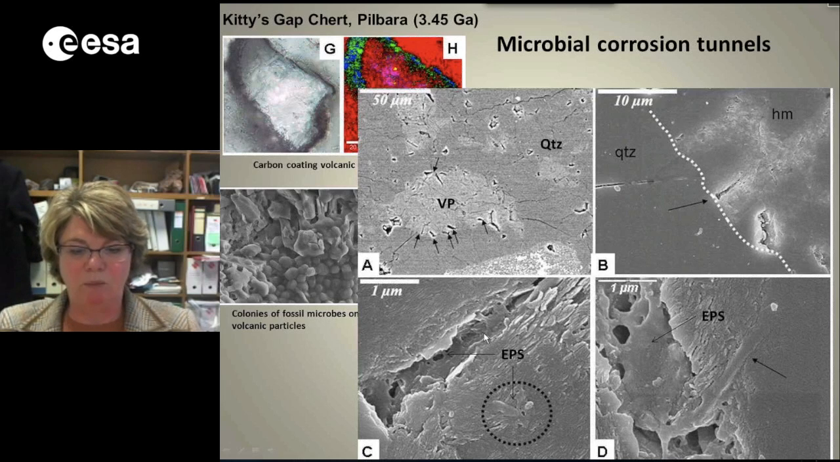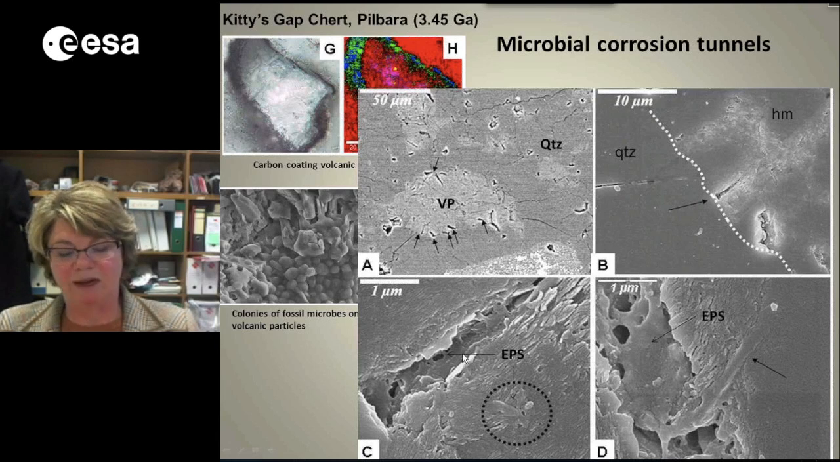And if we zoom in even more on the cracks, with the scanning electron microscope in secondary electrons, we can see that there is organic matter filling them. This organic matter is the remains of the microbial EPS. So this is further evidence of microbial activity actually corroding the volcanic particle to extract the nutrients.